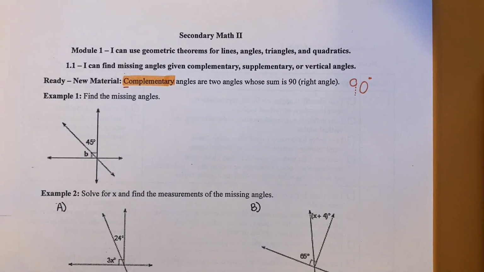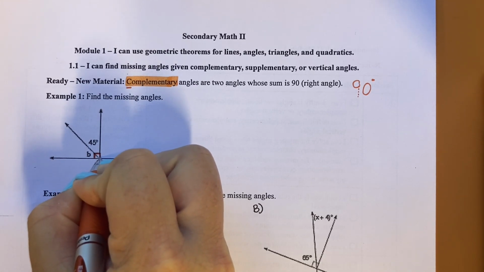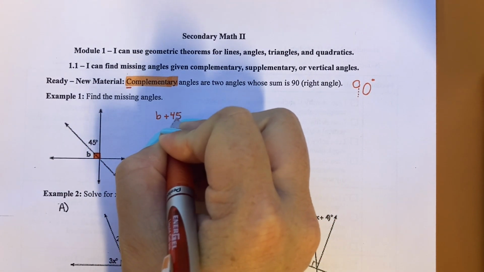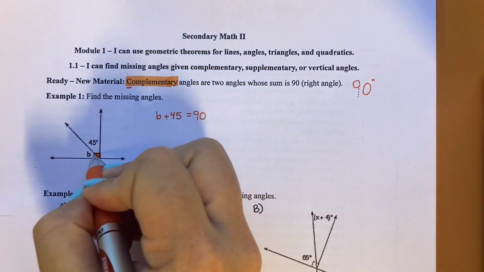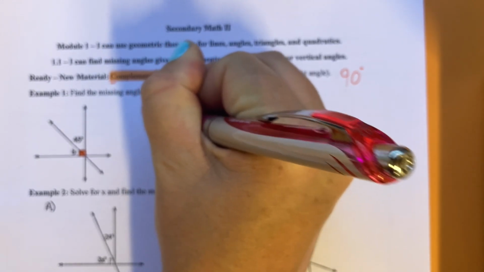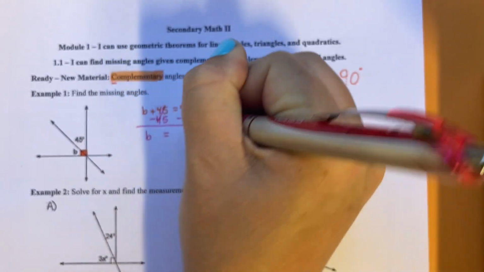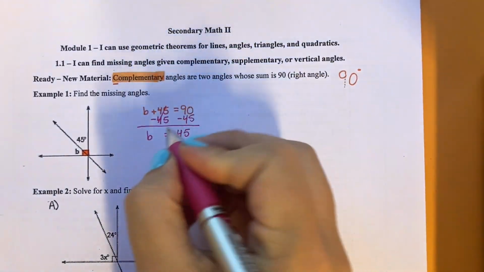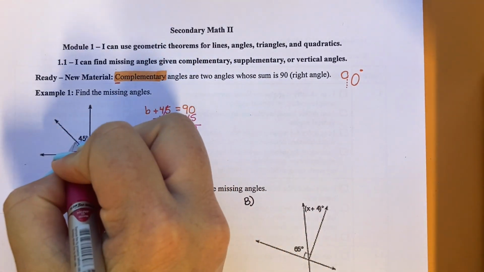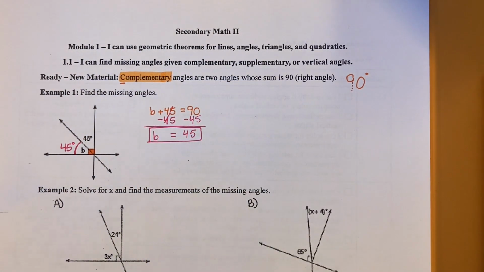Alright, when we look at example 1, we first identify this little box in the corner, this right angle. Because of this right angle, I know that B plus 45 should equal 90 degrees. To solve, I'm going to subtract 45 from both sides so that our variable B is now alone. B equals 45, and that means that this angle is 45 degrees.